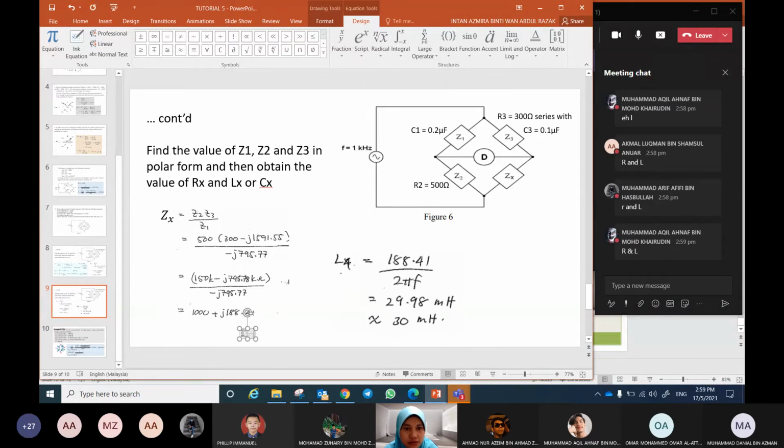Okay, class. Are you okay? Zx is equal to j188.41, which is equal to j omega Lx. This is X, XL.